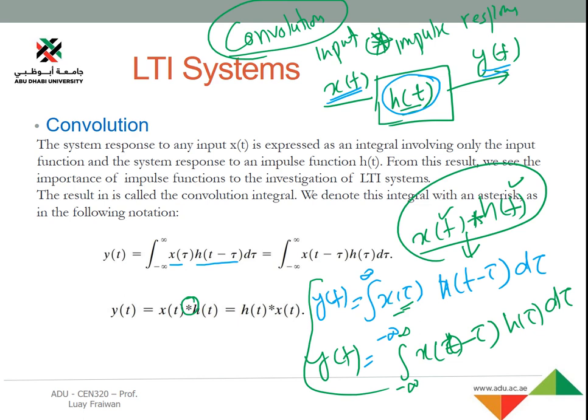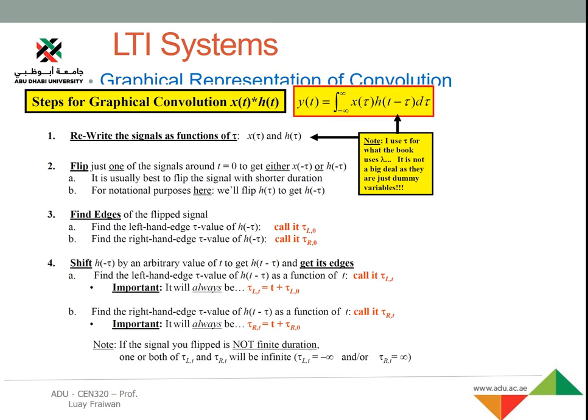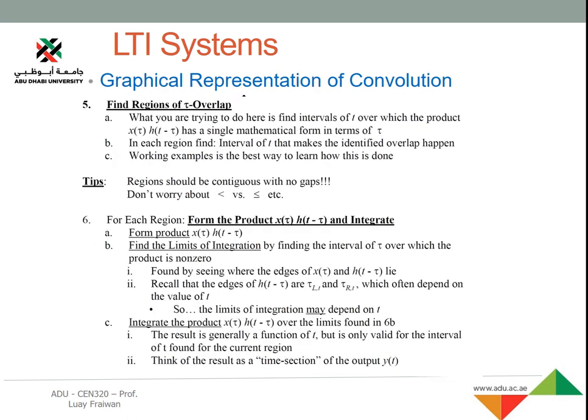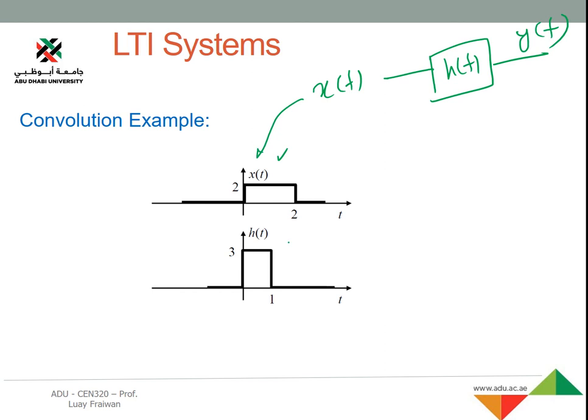Usually we do the convolution using the graphical form. For the graphical representation of the convolution, there are different steps. I will try to explain the concept with the help of examples. Let's say this is my input x of t, a rectangular function, and this is another rectangular function, the impulse response, and I want to get the output.